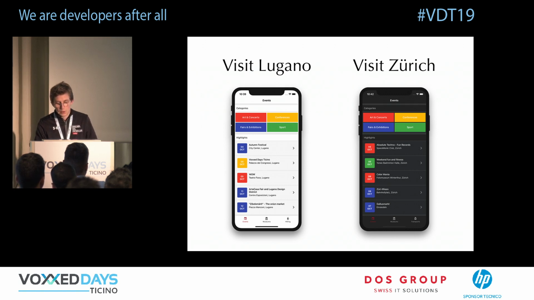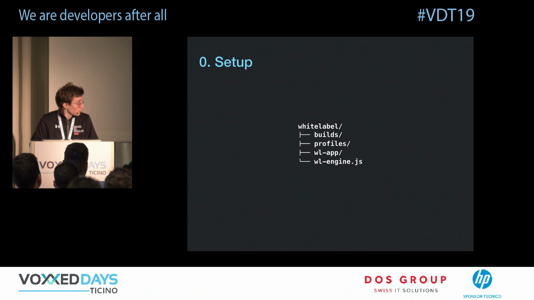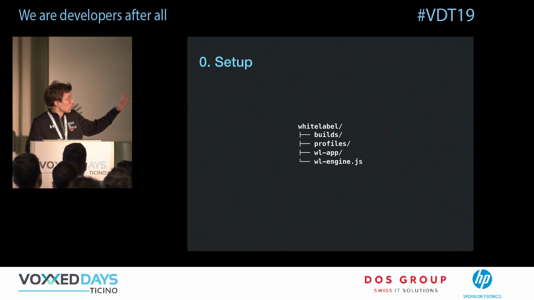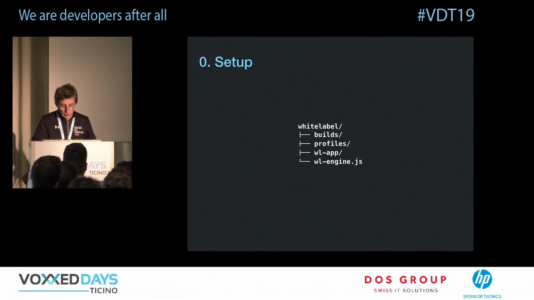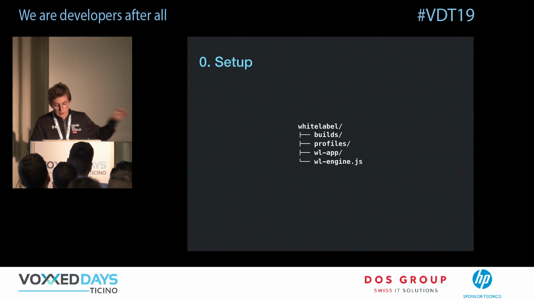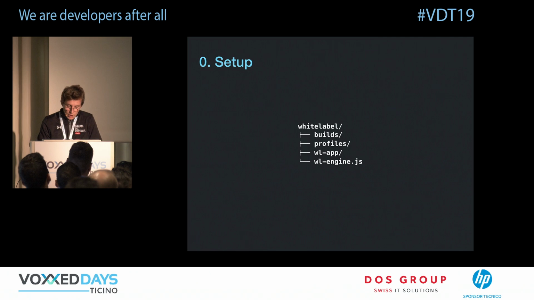So our project looks like this. Here we have the white label project. It contains different components, some of which we saw earlier. The white label app is the React Native project. The profiles directory contains the configuration files. And the white label engine is the actual script that takes the white label application, copies it into the build folder, and generates some more files. We will see that in a minute.